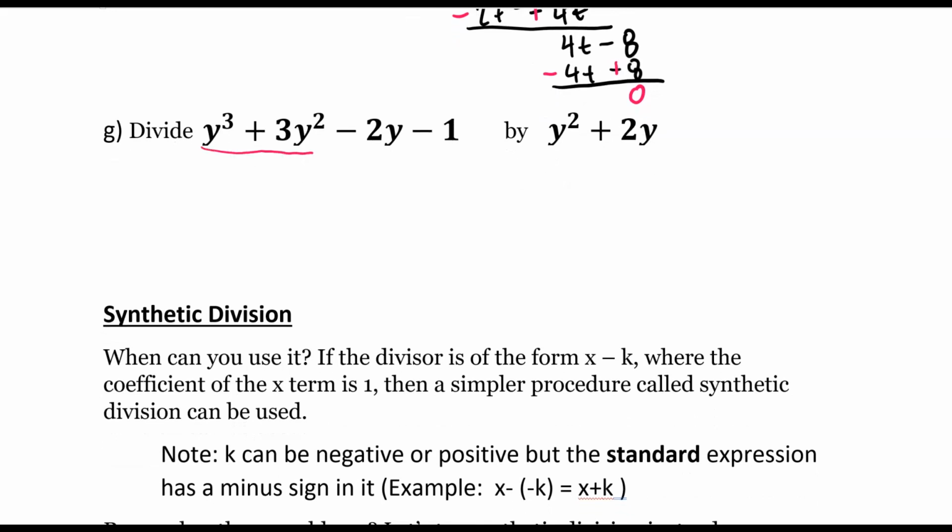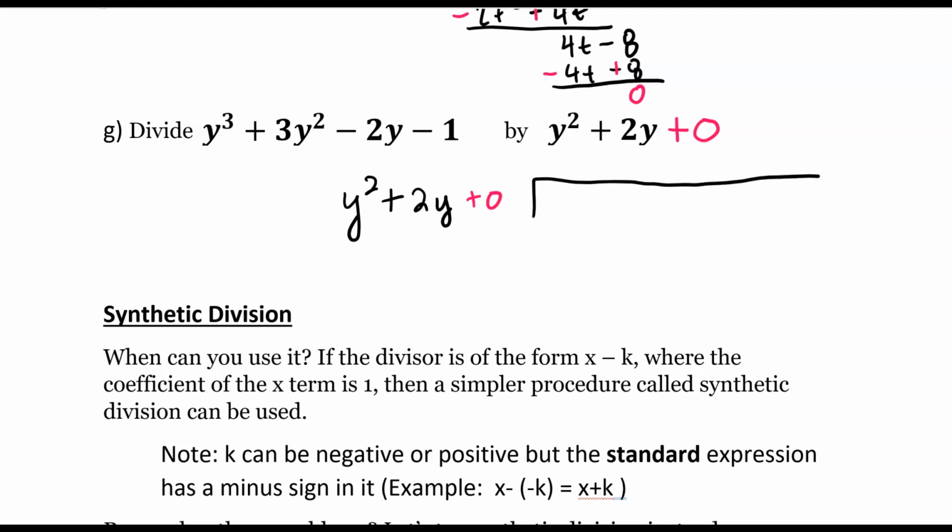Divide y cubed plus 3y squared minus 2y minus 1 by y squared plus 2y. What I want you to notice in this one is that even in the divisor, we are missing something. We're missing a constant term. So let's put plus 0 here. So when we write it out as long division, we will write a plus 0 in the divisor to represent the constant.